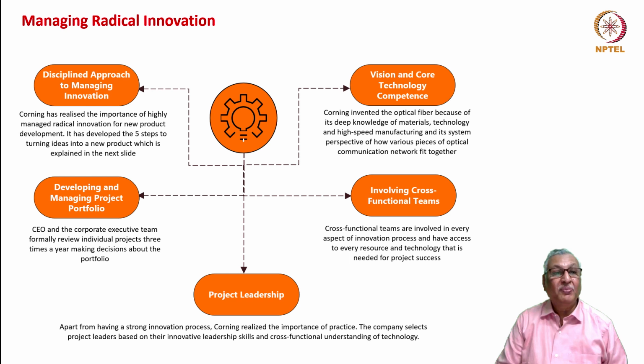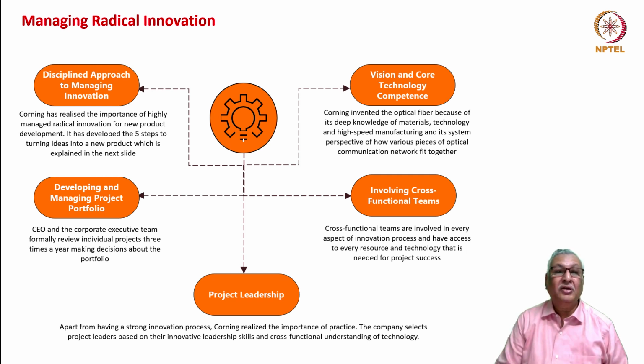It had a disciplined approach to managing innovation. Radical innovation, yes, but highly managed innovation. There have been 5 steps in making this happen, which is explained as I come to the next slide. Second is the vision and core technology competence. Corning invented the optical fiber because of its deep knowledge of materials technology and high-speed manufacturing, and its systems perspective of how various pieces of optical communication network fit together. It has the ability to develop and manage project portfolio and also involve cross-functional teams in the process.